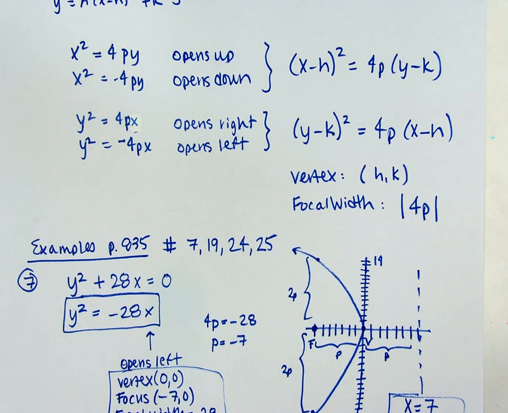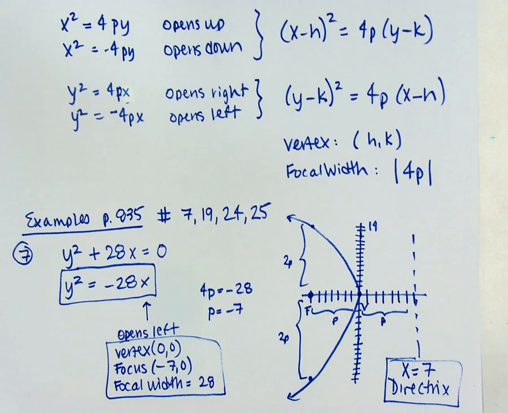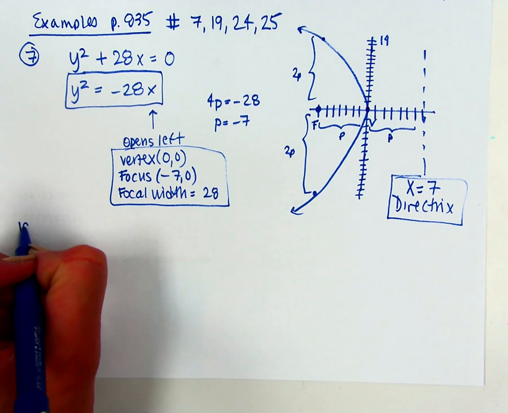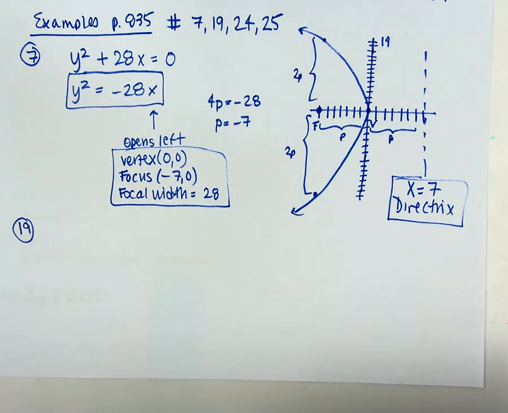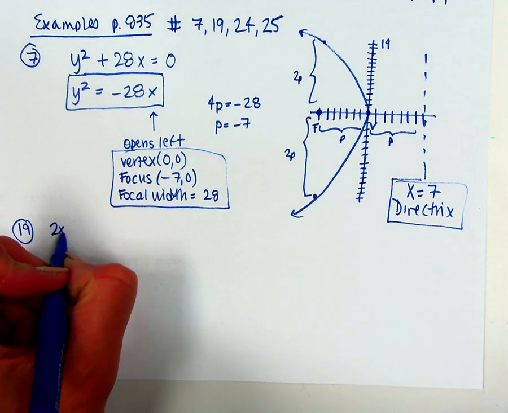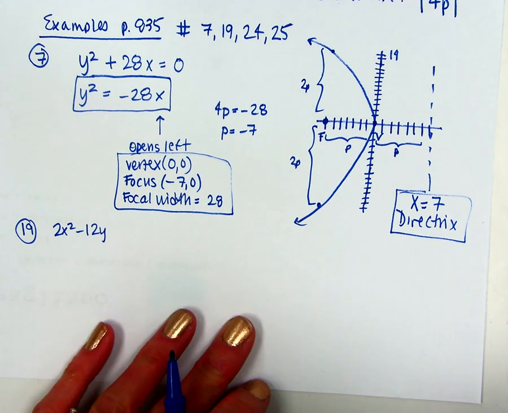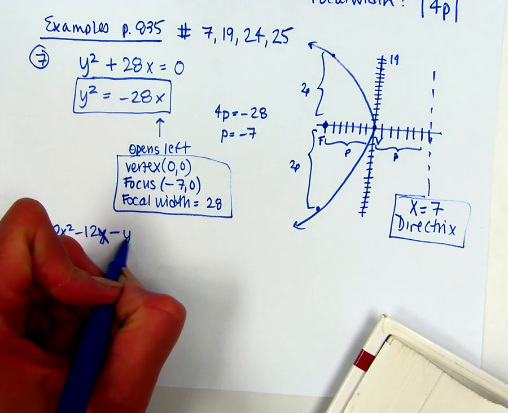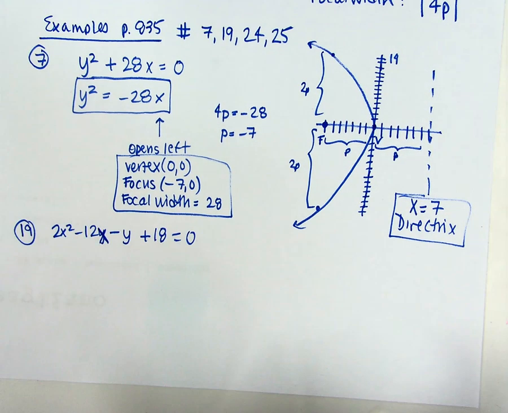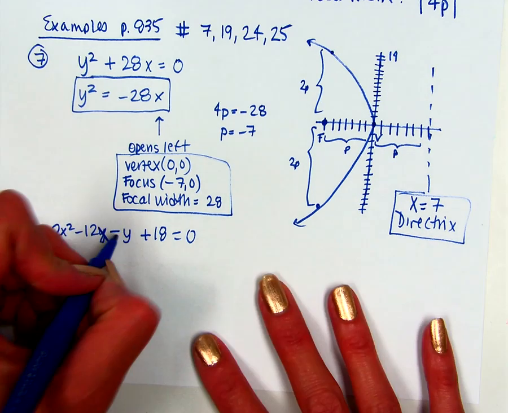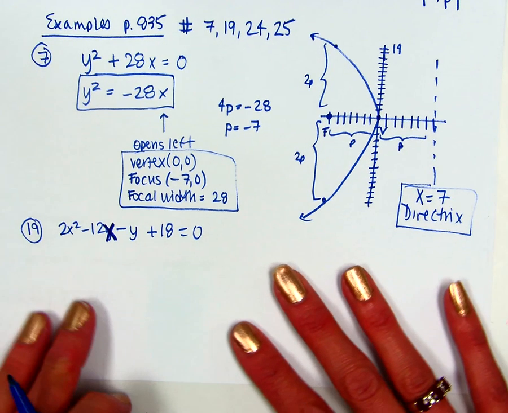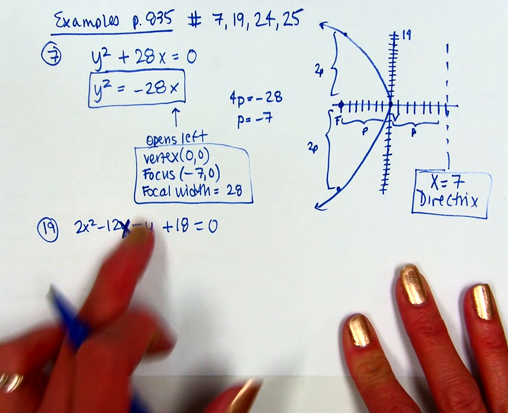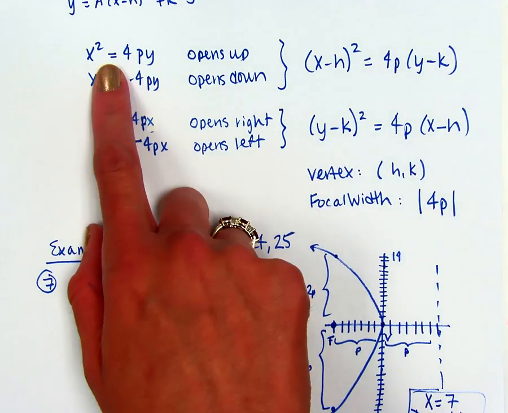All right, next problem is problem number 19. All right, so this one we need to do a little bit more work. It's 2x squared minus 12x minus y plus 18 equals 0. All right, so I know that it's a parabola because only one of my variables is squared. So I need to figure out which variable is being squared. That's my x's. So I know that I'm going to try to get it into this format.